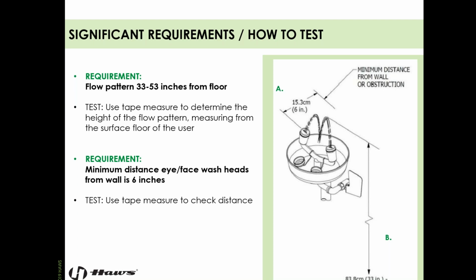And to measure this, you're going to need to measure from the surface floor that the user is standing on, up to the top of the water streams. And then for the distance from the eye face wash heads from a wall or obstruction, again, just use a tape measure and check the distance for any obstructions. Piece of cake on that one.